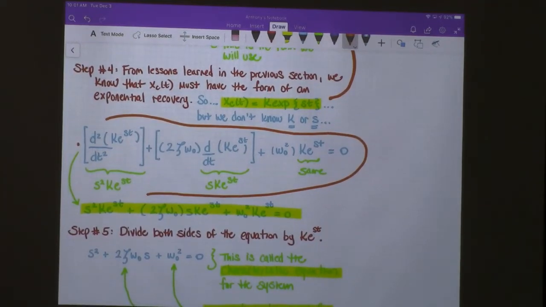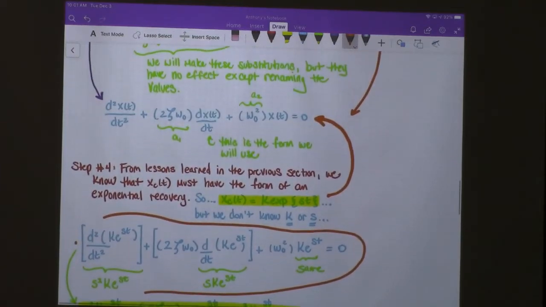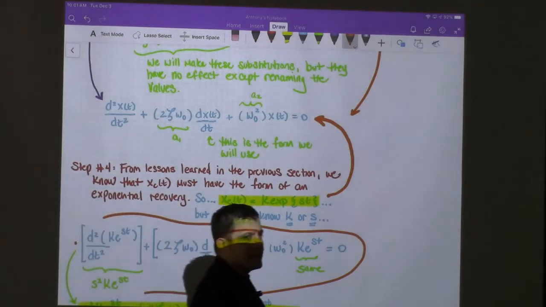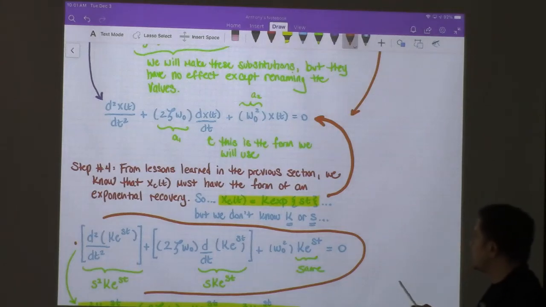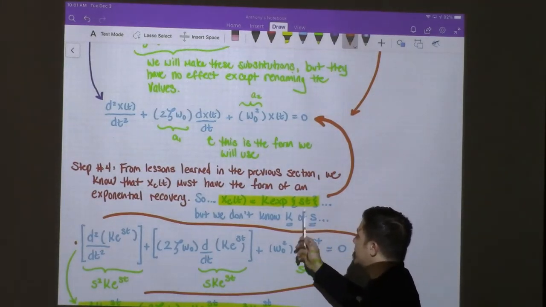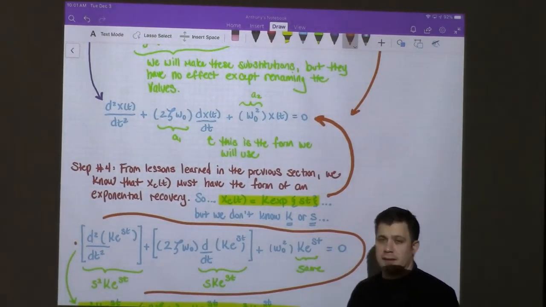So we're still trying to solve the homogeneous equation. From the lessons that we have learned in the previous section, we know that x sub c must have the form of an exponential recovery. Okay? We're still going to have x sub c equals some constant e to the st. The problem is we don't know what this other constant is, and we don't know what s is.